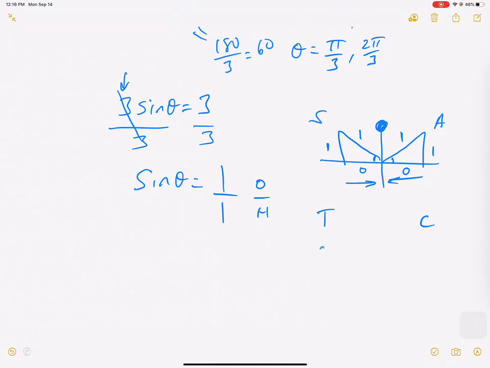So theta is standing straight up. That's 90 degrees. In radians, that's pi over 2.